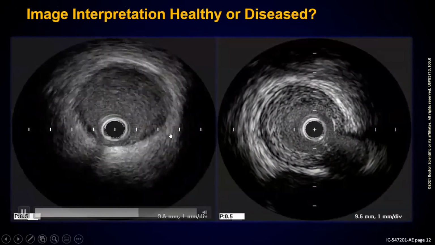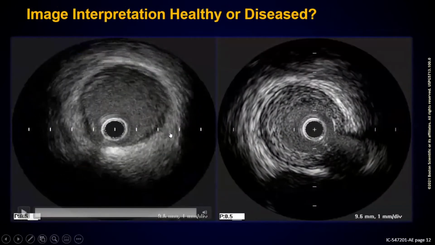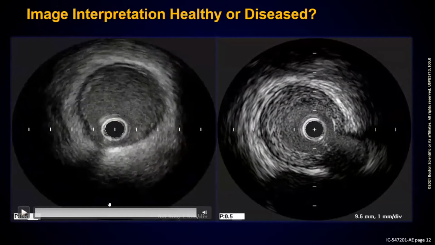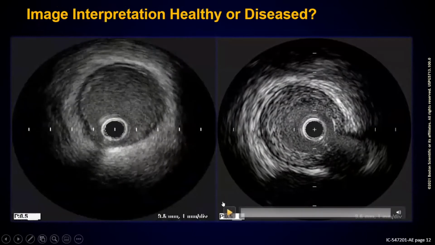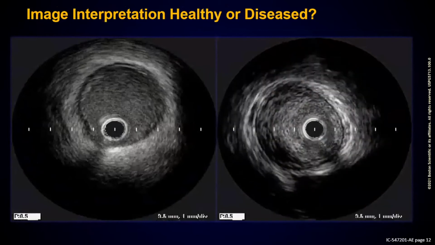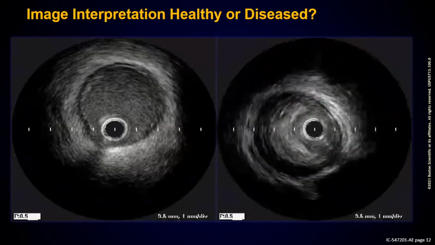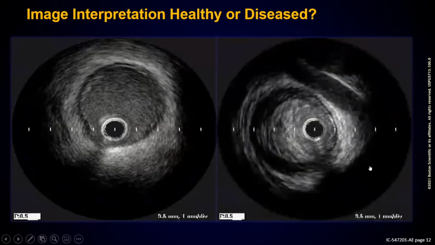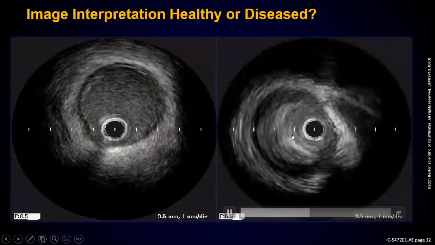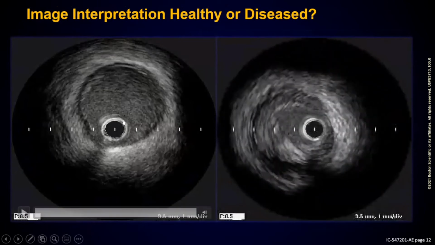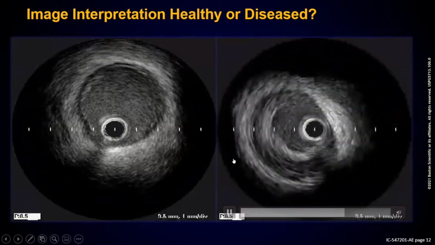And this is just another example of an artery which is healthy, which is on the left-hand side. And then there is an example of the artery which is diseased. And you could see that there is almost a concentric plaque, more of an eccentric rather than concentric, and that shows a very small lumen. So this is the diseased artery. On the left-hand side is a healthy artery.